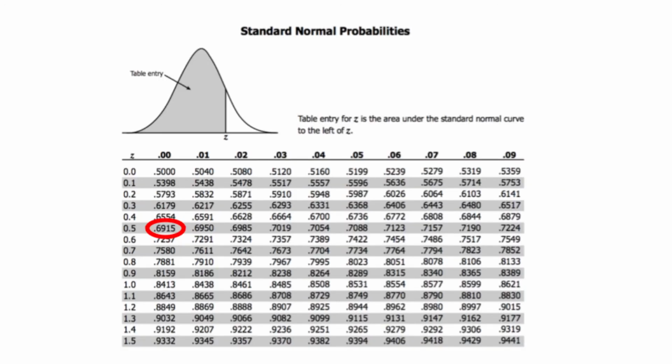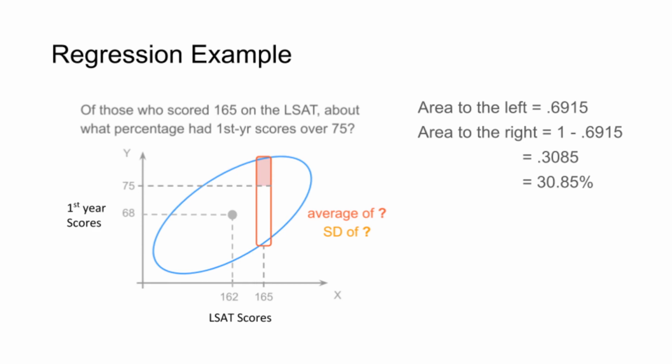Now we look this up on our good old-fashioned z-table and find the area to the left of z is 0.6915. But this question is asking about the area above 75. So 1 minus 0.6915 equals 0.3085, or 30.85%.